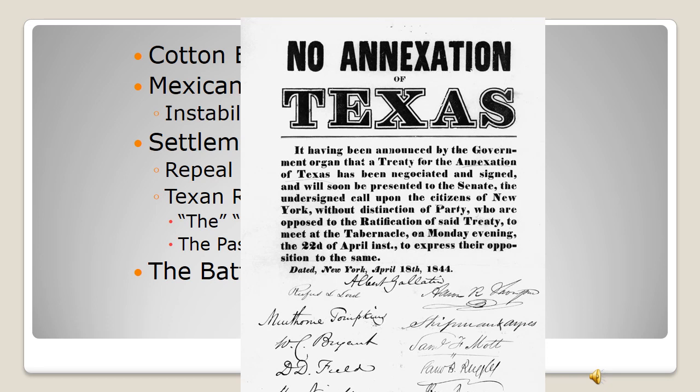One, annexing Texas would clearly mean war with Mexico, which they thought was somewhat unjust. And two, annexing Texas would bring a significant amount of more slave territory into the country, which would significantly increase the power and prestige of the South. But of course, the South really wanted to annex Texas.